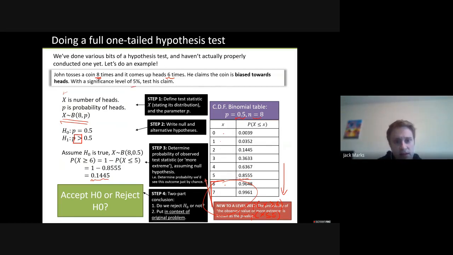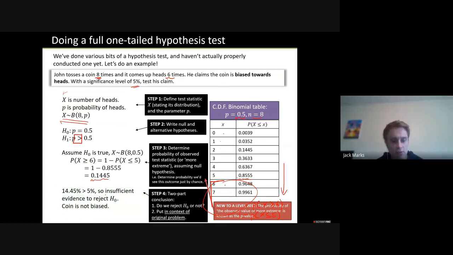We compare it to the significance level, 5%. So if you've got 14, 15%, that means the thing is pretty likely to happen anyway. It's pretty likely to happen just by chance. So it's not exceptional enough. It's not special enough. It's not less than the 5%. So we have no reason to doubt the model.